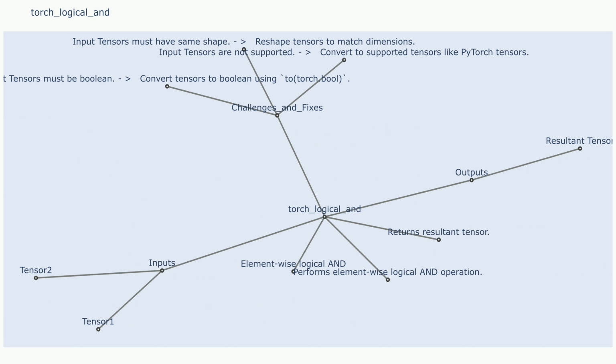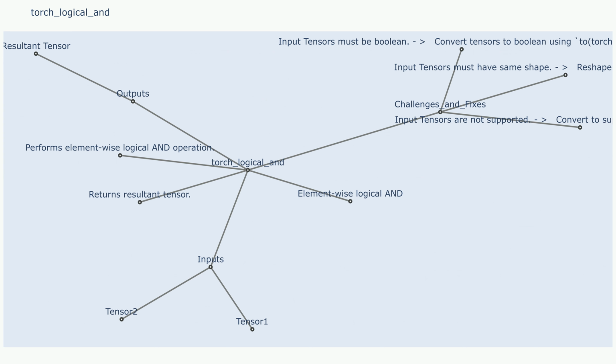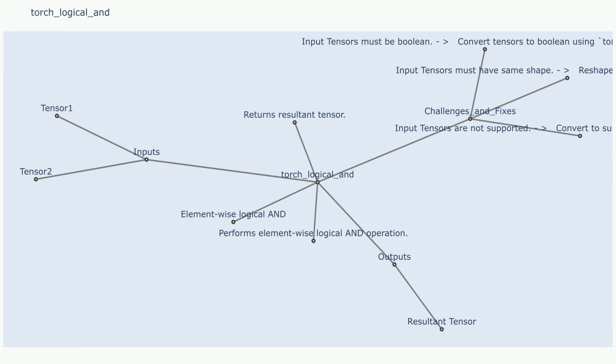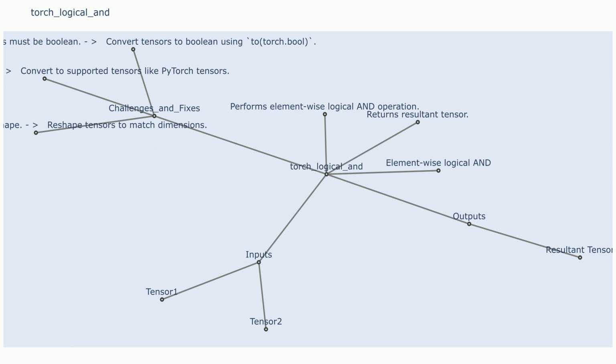Challenge 2: input tensors have incompatible data types. Sample use case that resulted in challenge 2: trying to apply torch.logical_and on tensors with data types other than Boolean. Fixes to challenge 2: convert the input tensors to Boolean data type before applying torch.logical_and using the to method.